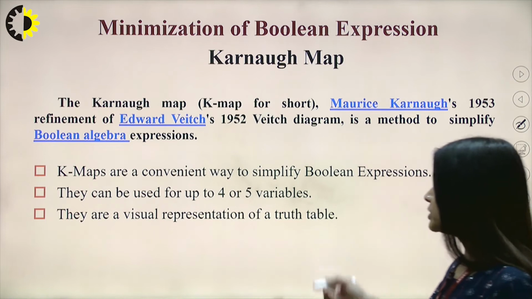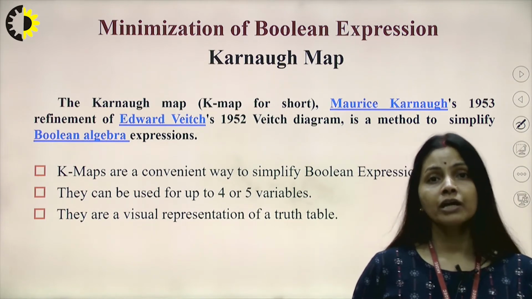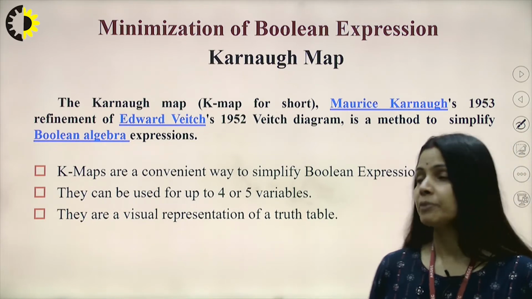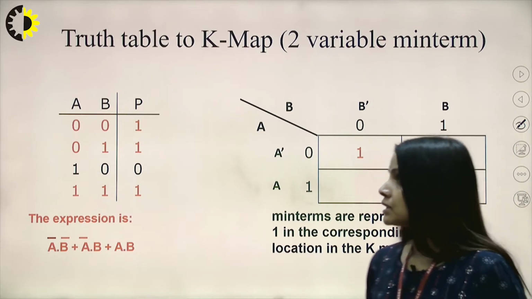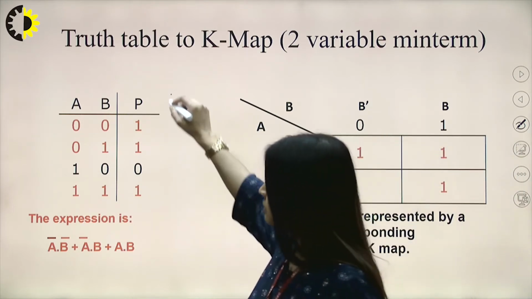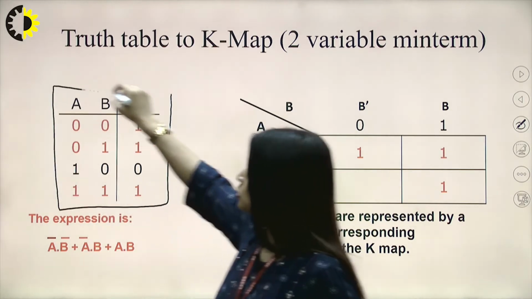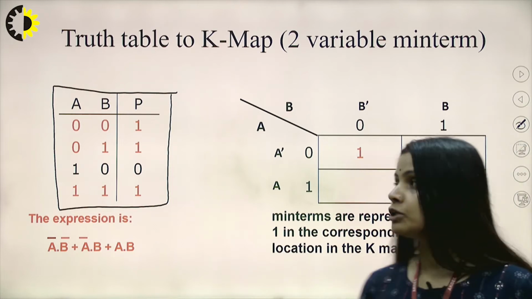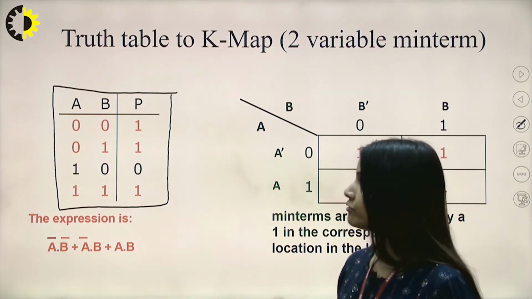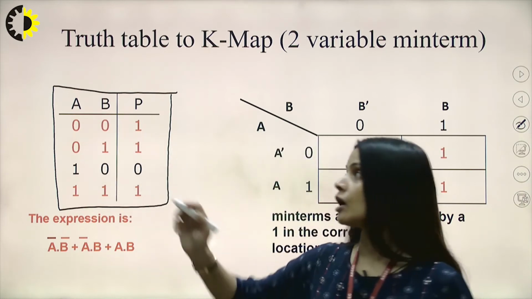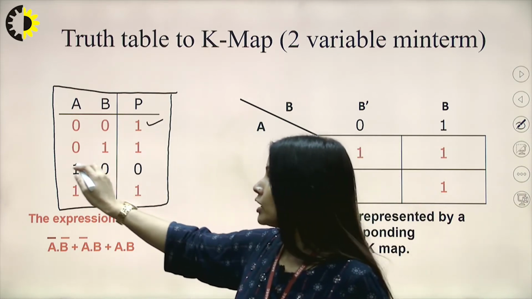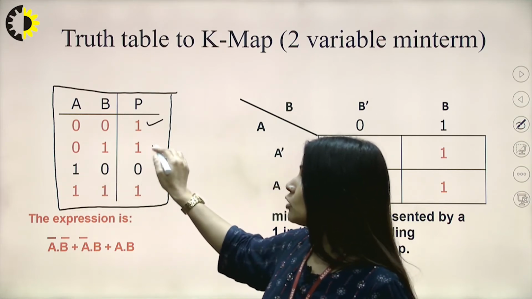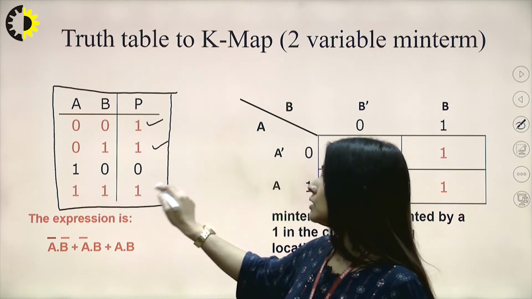They are a visual representation of a truth table. Whenever we write a particular truth table, we can write the corresponding Boolean expression. Let us consider one truth table here, which is being given. What does it mean? It tells us we are going to design a particular circuit in which, whenever A and B are 0 0, the outcome should be 1; for 1 0, the outcome should be 0; for A, B equal to 0 1, the output should be 1; and for 1 1, the output should be 1.